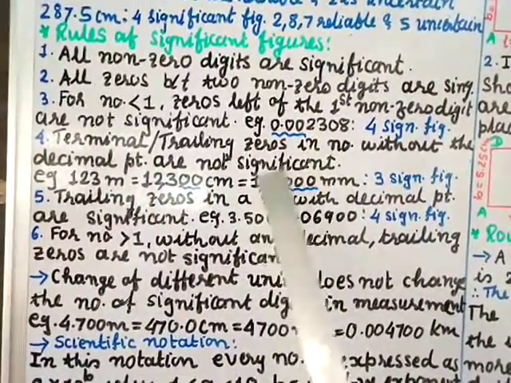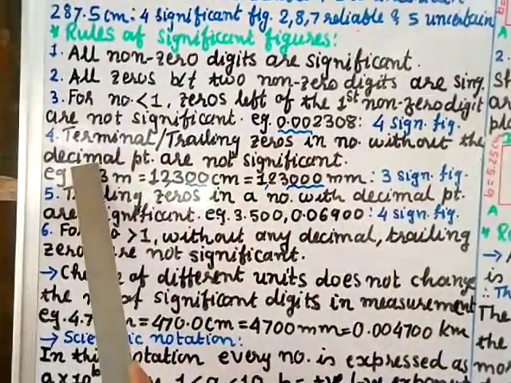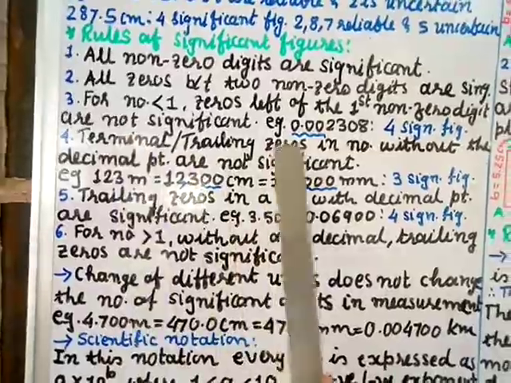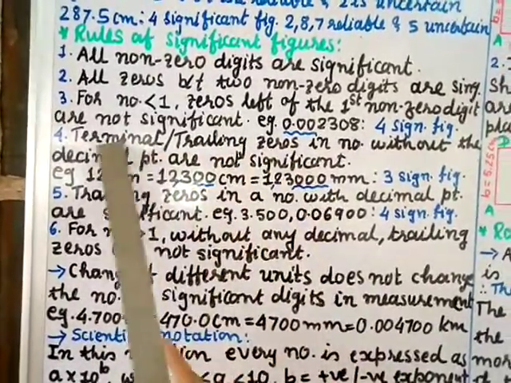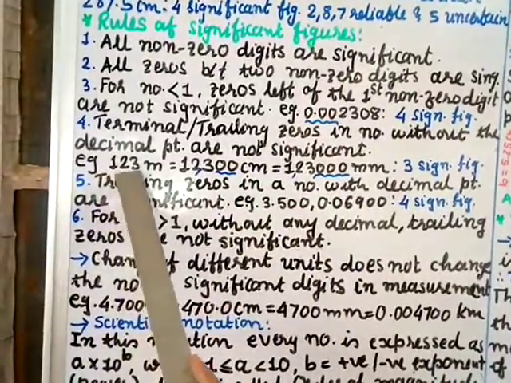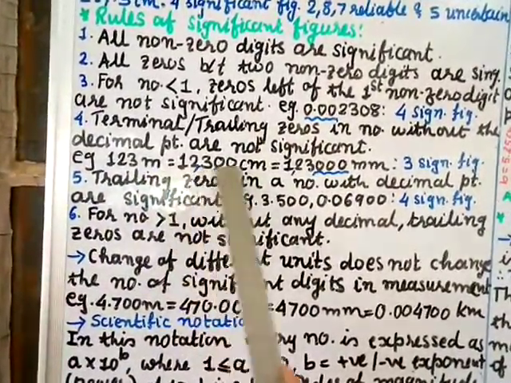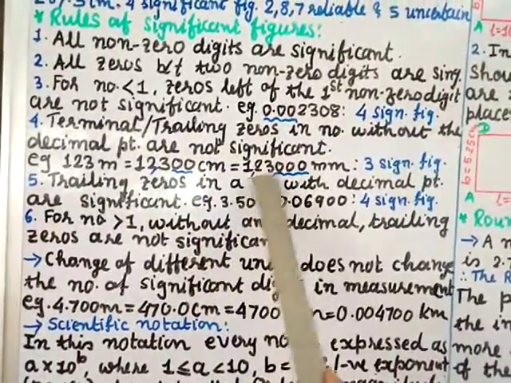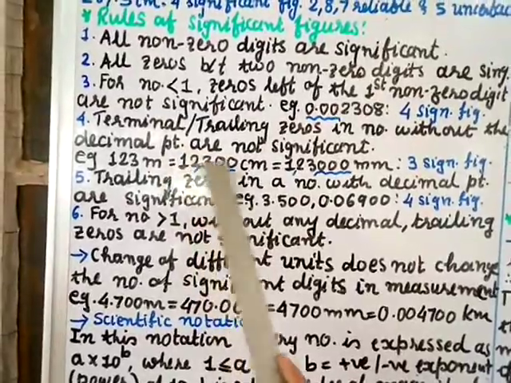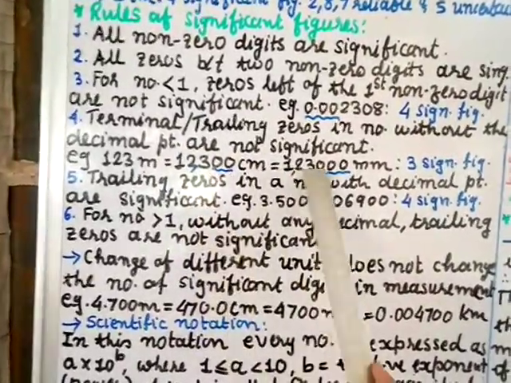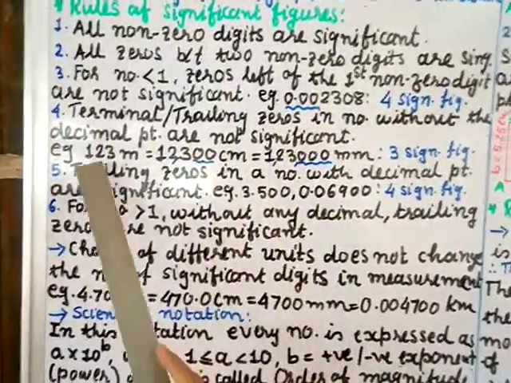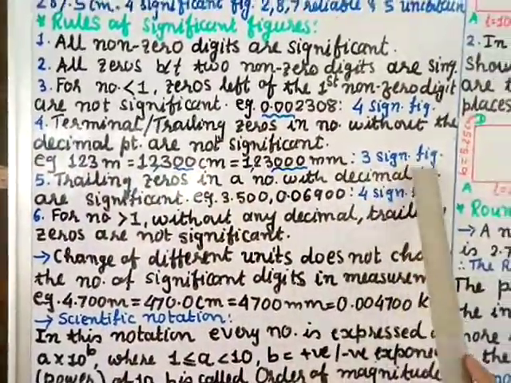Number 4, terminal or trailing zeros in a number without a decimal point are not significant. So if you have final zeros, but there is no decimal. If a decimal is there, it is a different rule. So if there is no decimal point and there are zeros which are ending, the terminal or trailing zeros, then they are not significant. For example, 123 meter, 12,300 centimeter, 1,23,000 millimeter. In these, since there is no decimal point, the last zeros are not significant. These 3 zeros are also not significant. So the significant figures in all these 3 values are 1, 2 and 3. Only 3 significant figures are there.